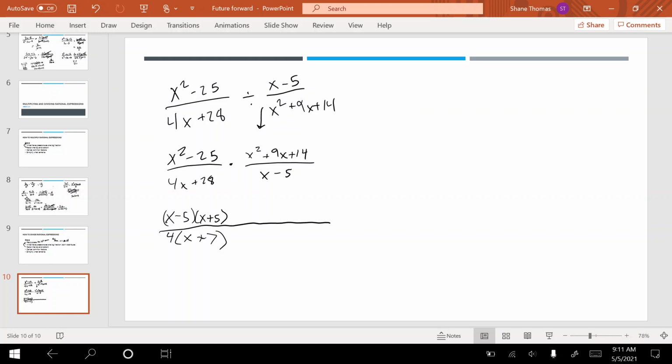Top right, x squared plus 9x plus 14. Is that factorable? What's it factor to? 7 and 2. x plus 7, x plus 2. Bottom right, nothing I can do there, x minus 5. Now, if you see, I already put it in a giant fraction form, right? Now's the fun part. Here we go. x minus 5, x plus 7. What are we left with? x plus 5, x plus 2 over 4. Done.